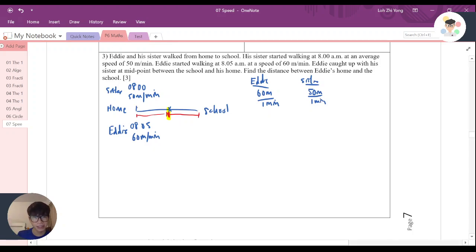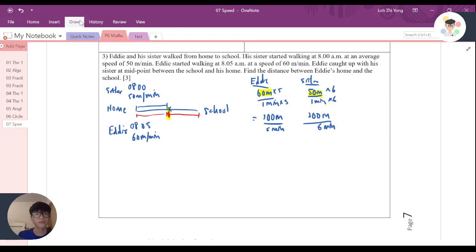Okay, now look at here. Again, the distance that they travel is supposed to be the same, which means that I need to make the distance the same. So what I should do is find the LCM again. So 60 and 50, what's the LCM? We know it's 300, right? So we times 5, and we times 6. So AD is equal to 300 meters, 5 minutes, and the sister 300 meters, 6 minutes.